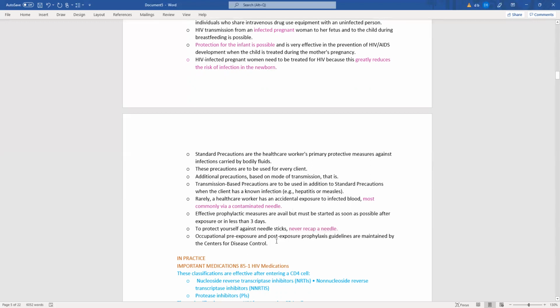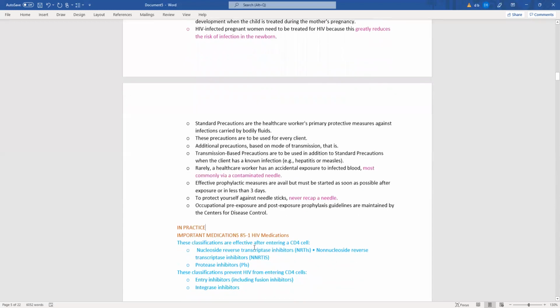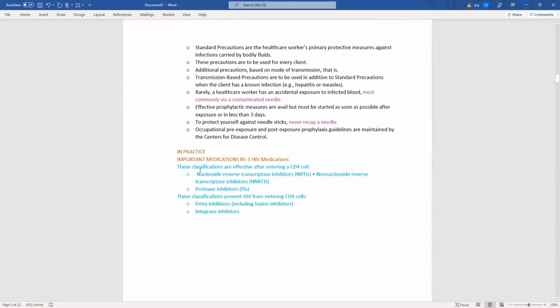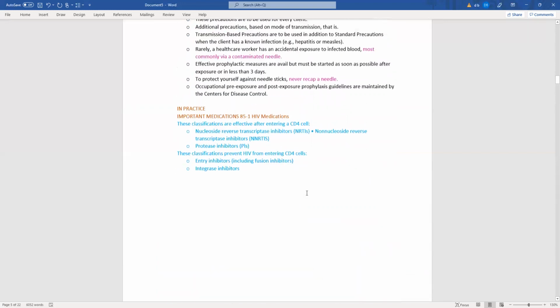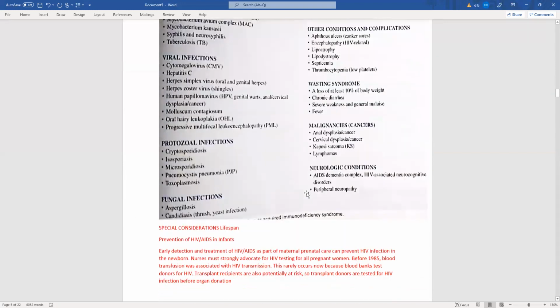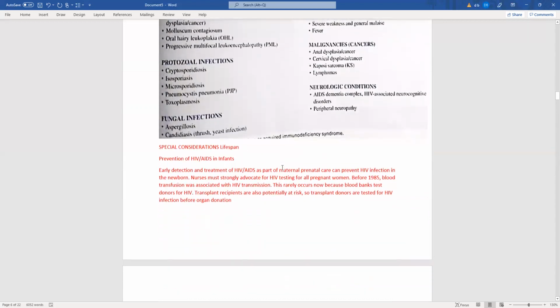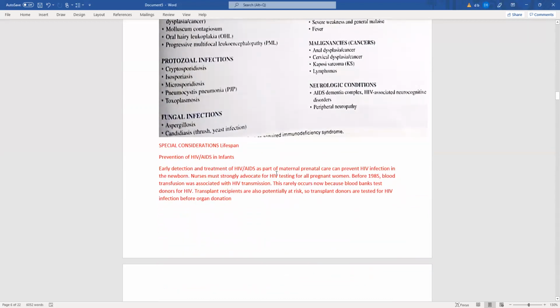Occupational pre exposure and post exposure prophylaxis guidelines are maintained by the CDC. And so this is just some important info. This is in practice, important medication, HIV meds. These classifications act after entering a CD4 cell. So this is what you need to know. And then these classifications prevent HIV from entering the CD4 cell. I think we already went over that, which we did. Make sure you go over that several times. And I read that already, but I'll read it again.